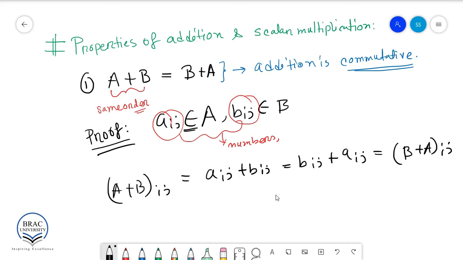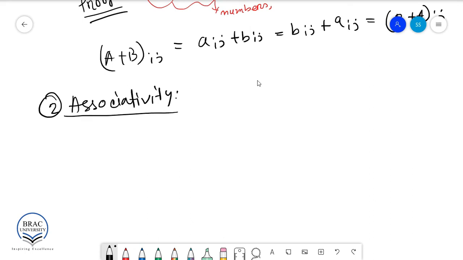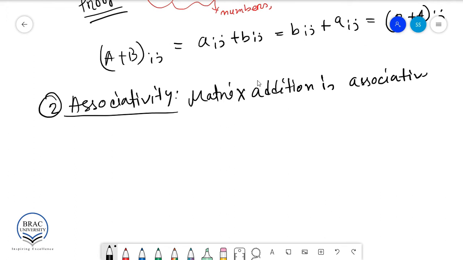The second property that we're going to see is the associativity property. That is, the second property is associativity. So we say matrix addition is associative. What do we mean by that? Let's say A plus B.